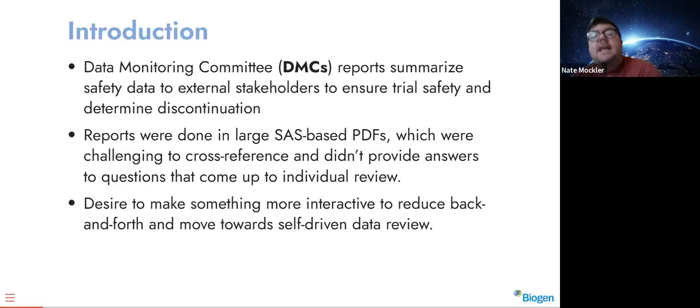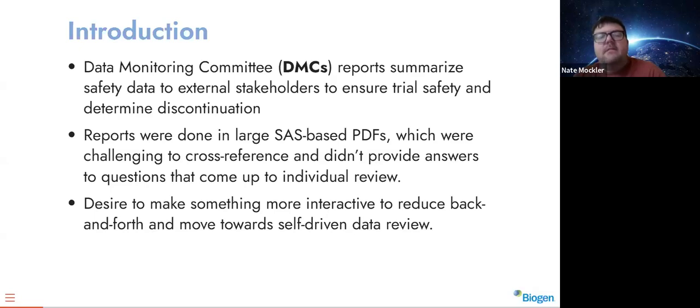There were some challenges with that as trials become longer and larger. You have possibly like a 1,000-page PDF, and that can be challenging to cross-reference. Sometimes they didn't provide answers to questions. There was some back and forth that didn't come up with individual review. For example, if there's an adverse event that happens to a patient and they want to look at that patient's information, that can be challenging with just one PDF.